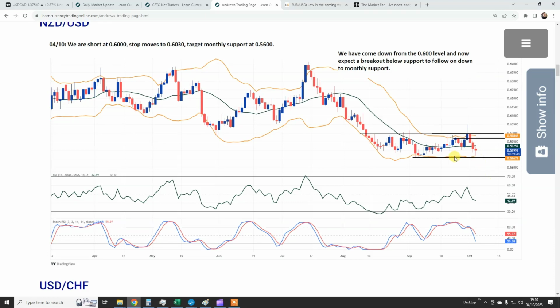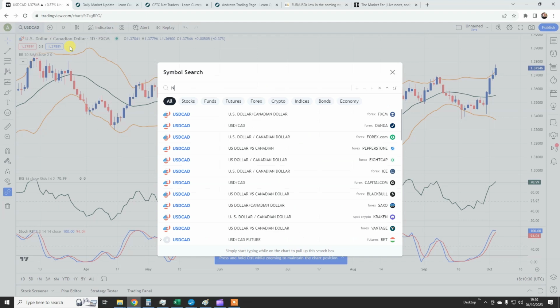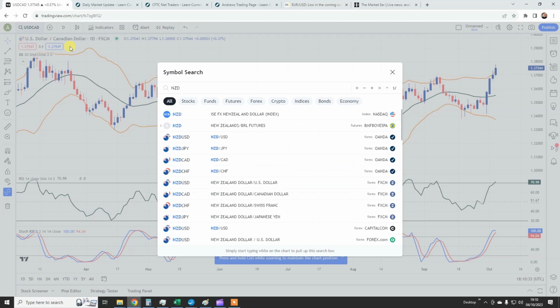In terms of how far we could go, this is around the 0.5850 level. Stop would be behind the 60 level, 60.30, and then look for a run down to 56. But I think we could overshoot that level, just like in the Aussie, down towards the 50 level. Now, in terms of what we're doing tonight, let's have a look. NZDCAD is a similar backdrop to AUD USD in terms of the big exposure to China.